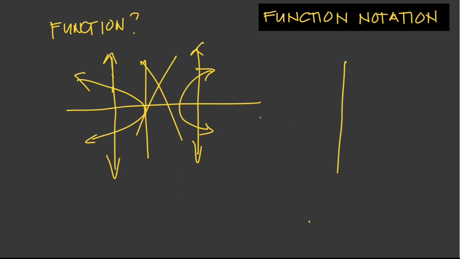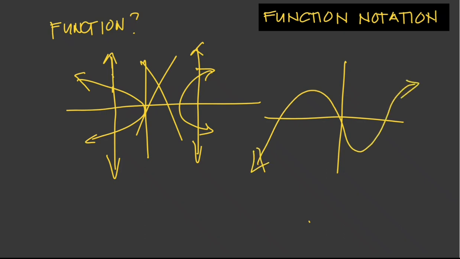How about this graph here? Let's say our graph looks like this. Drawing a vertical line through this graph, let's say here, our vertical line will only cross the graph once. So that means this is a function.